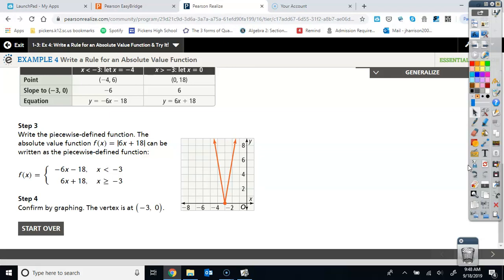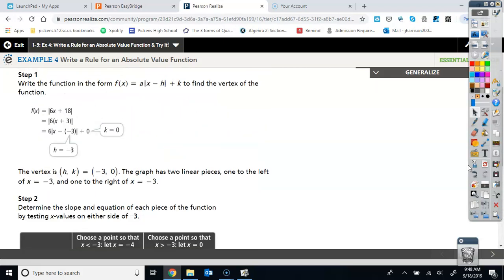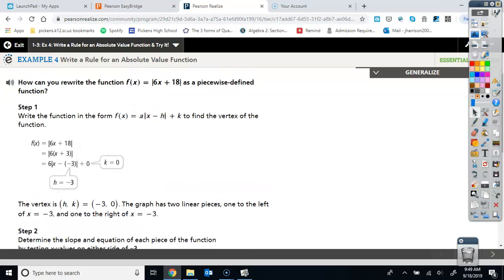I personally don't want you to do that for absolute values. I just want you to know how to find the vertex of an absolute value. So that's what I strongly suggest you do, is just find the vertex of an absolute value by doing the opposite, same technique that we did earlier in the previous chapter.